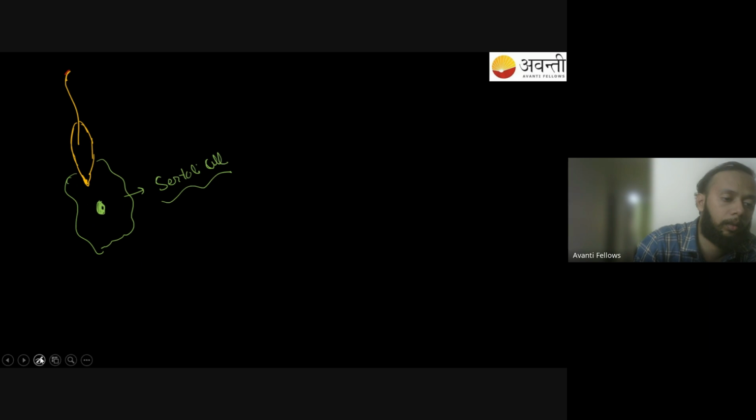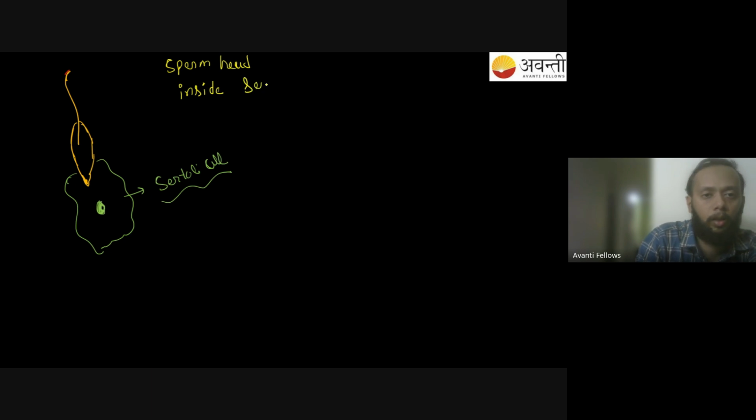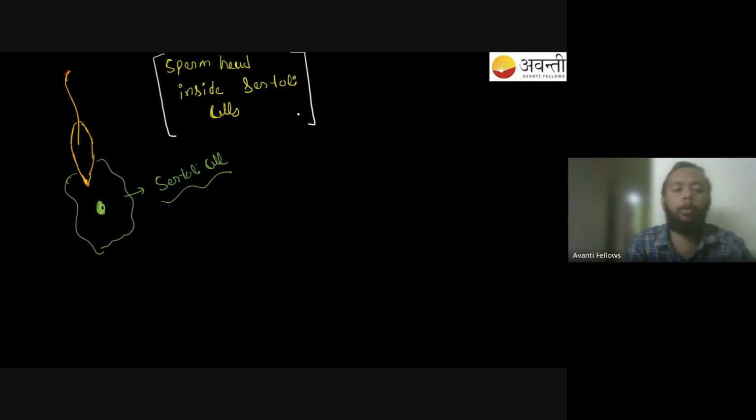And this is the male gamete, right? So the sperm head is inside the Sertoli cells. This is something you have to know. Your sperm head will be embedded inside the Sertoli cell. So now basically the spermatozoa have been formed.